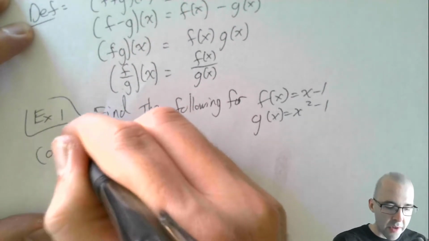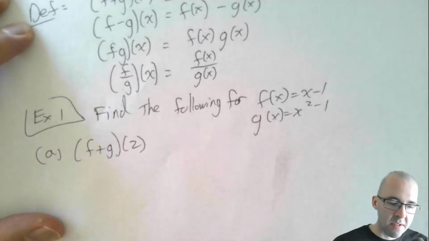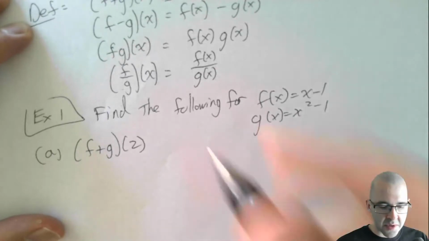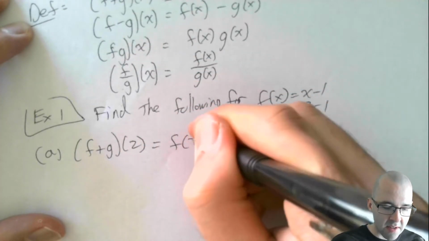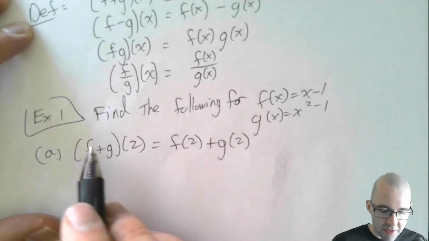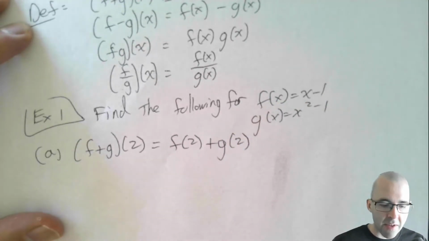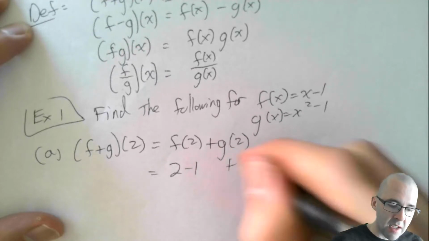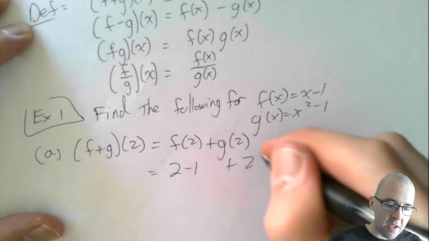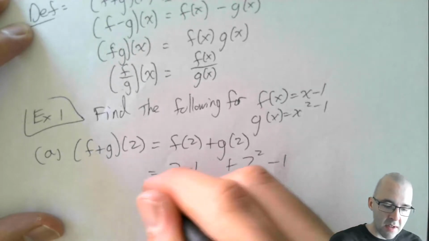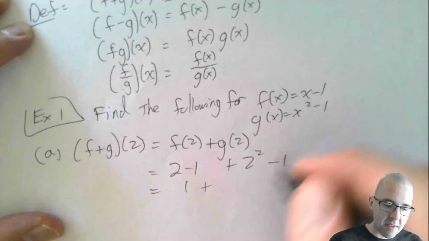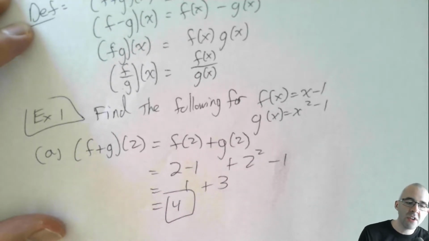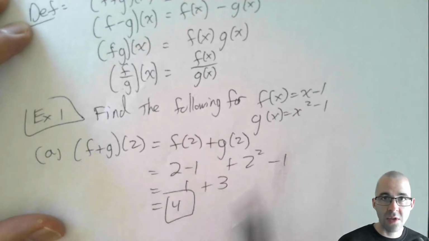So part A, I want you to find out what f plus g of 2 is. The definitions had x's in them, but you can replace the x's with 2's, no problem. So all this is, with the definition, is f of 2 plus g of 2. We just find out what each of these function values are and add them together. So f of 2, just replace x with 2. We get 2 minus 1, plus g of 2, just replace x with 2, 2 squared minus 1. Well, that's going to be 1 plus 3, or 4. And that's function operators in action.